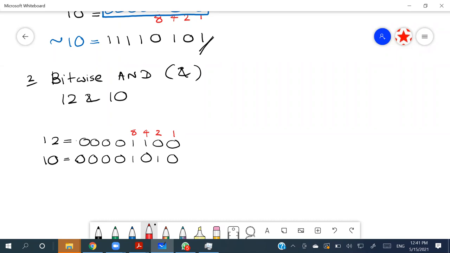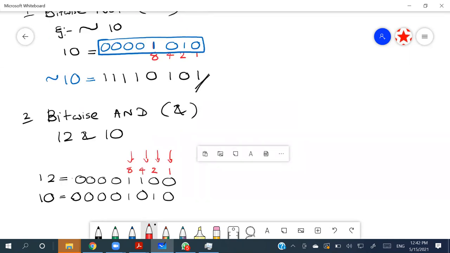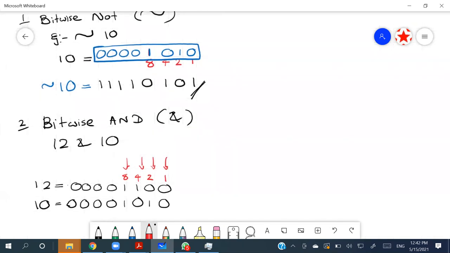So when we are doing the bitwise AND operation, there is a way that we can perform this AND operation in between the places, place by place. So in the AND operation, in between ones and zeros, it happens like this.